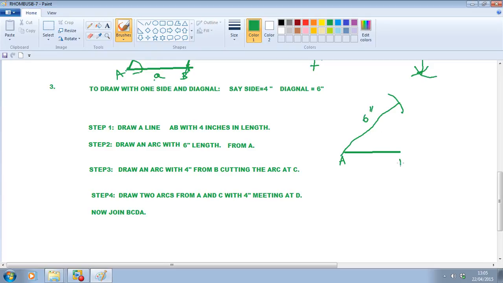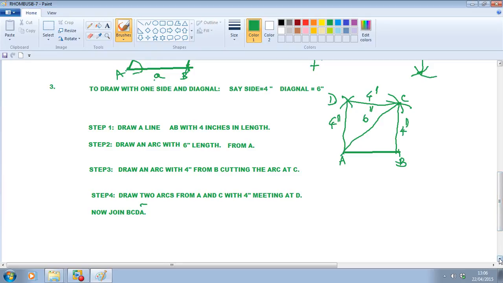Step 3: from point B you cut this line at C. Now the length is 4 inches. Next step is draw two arcs from A and C with 4 inches meeting at a point. From here 4 inches and from C 4 inches, and you draw. This is case number 1 that we have studied above. This is 4, this is 4. Then we get the other point. So join all the sides and mark them clearly.